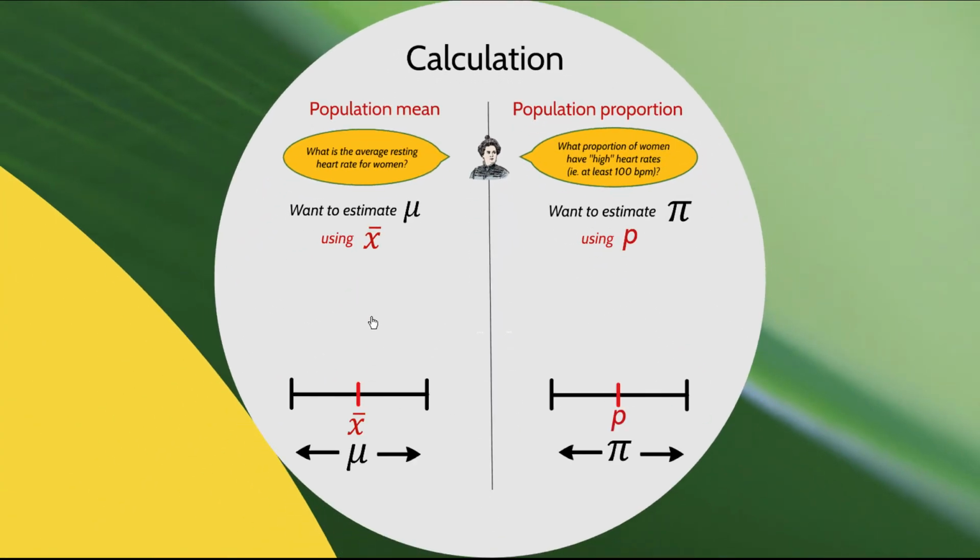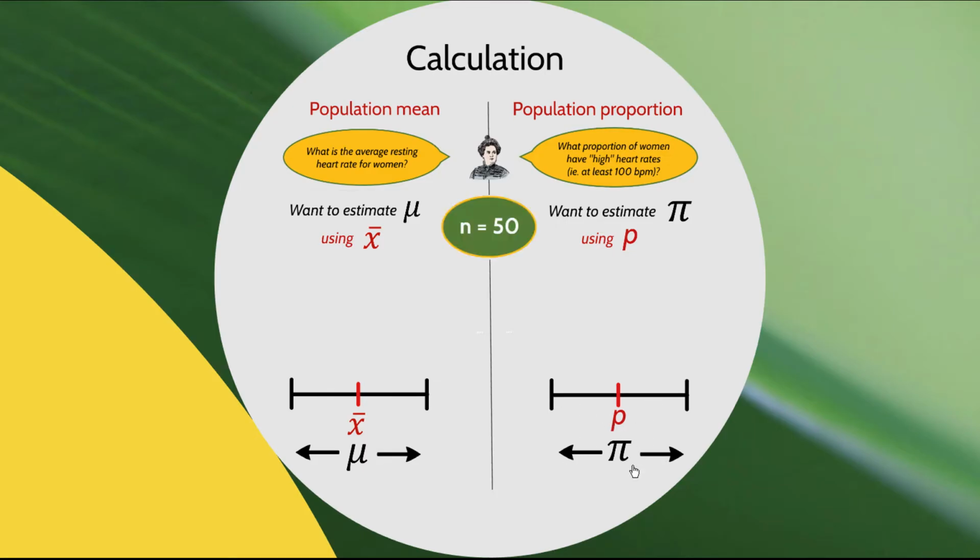Okay, so what we're trying to aim to do is use our sample mean, wherever that happens to be, and then construct for ourselves this interval for the population mean. Similarly, we can use the sample proportion and construct this population proportion interval.